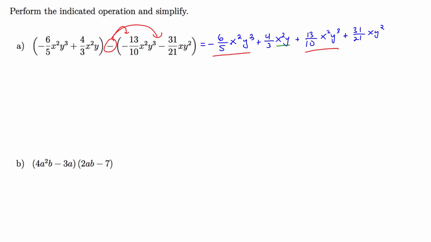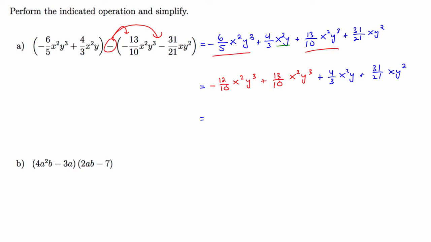So all we need to do at this point to simplify is combine the two x squared y to the third terms. To be able to add those together, we need to have a common denominator. So I have denominators of 5 and 10. I'll make a common denominator of 10. So negative 6/5 will become negative 12/10 x squared y to the third, and I'll move that 13/10 x squared y to the third next to it, so it'll be easier to combine those together. We'll then have plus 4/3 x squared y plus 31/21 xy squared, and they'll just stay what they are for the rest of the problem.